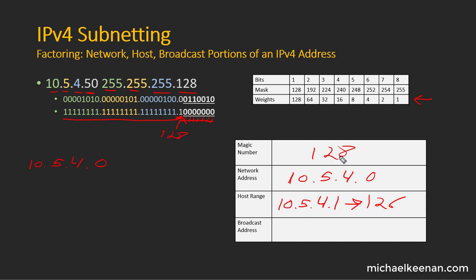So the very next subnet would be 128. So what we're going to do is say that the broadcast address is 10.5.4.127. That is the very last IP address in that range, 0 all the way through 127. 0 inclusive through 127 equals 128.